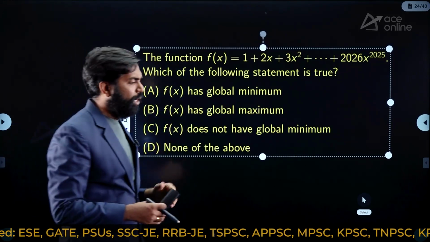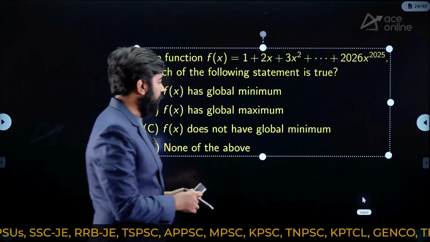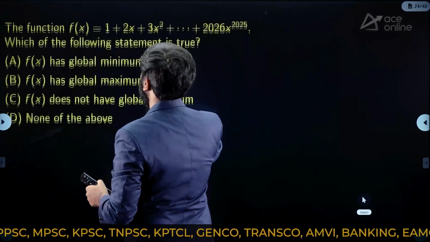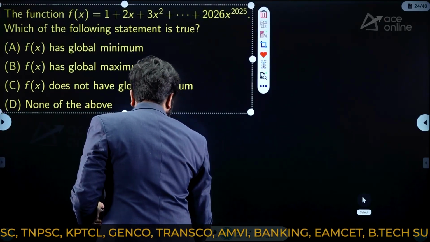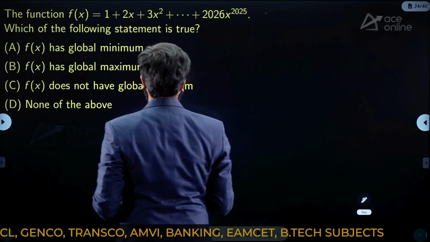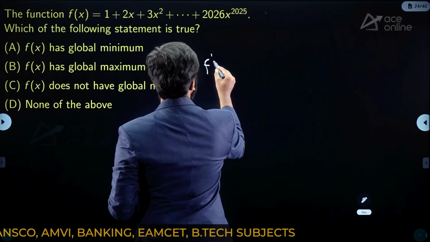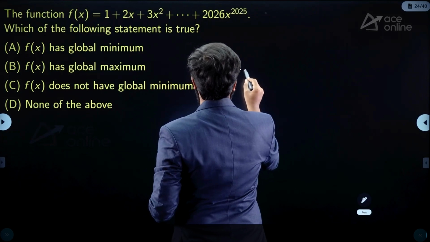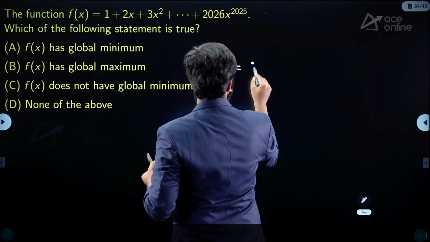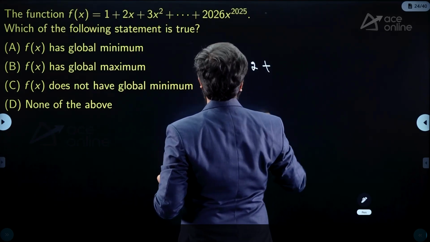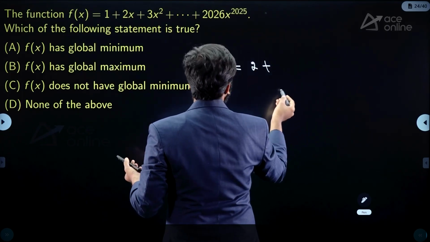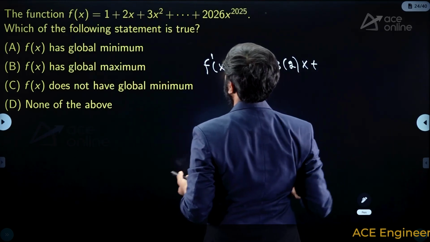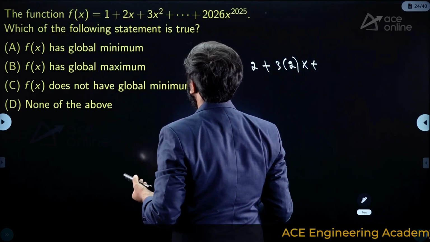I'll tell you why you cannot do that and what should be the efficient way in the exam. Since it's a competitive exam, you will face a lot of difficulties while solving this question. What kind of difficulties? Have a look at this. What is f dash, the first derivative? The derivative of 1 is 0, the derivative of 2x is 2, plus the derivative of 3x square is 3 into 2 into x, plus what would be the next term? It would be 4x cube, right?